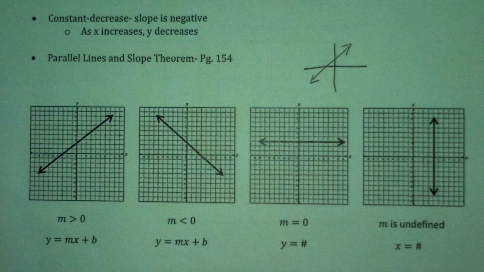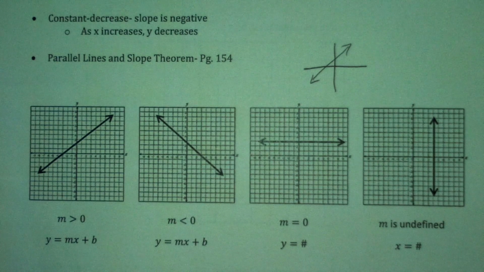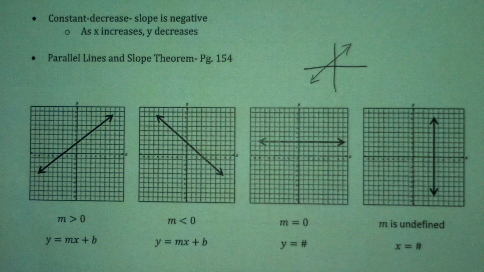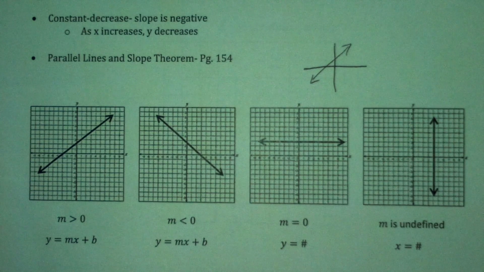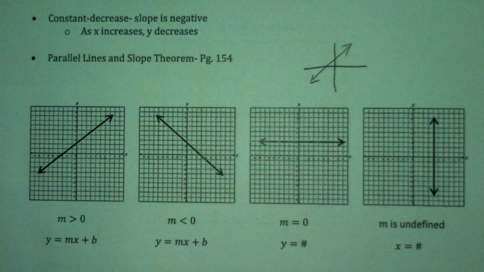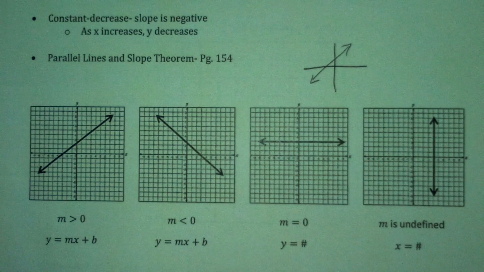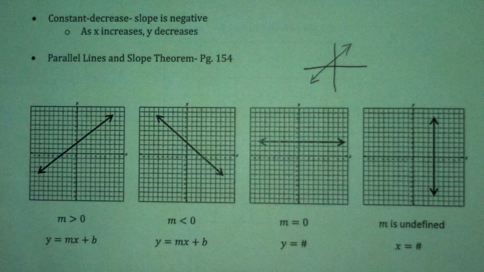The reason they say two non-vertical lines there is, what's the slope of a vertical line? Undefined. Because it's undefined, that's not really a slope, so that's why they say non-vertical. Okay.